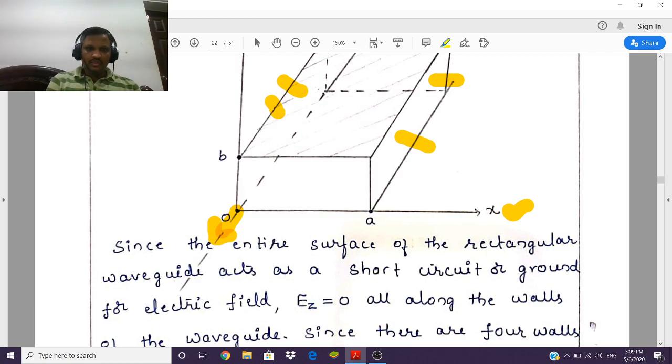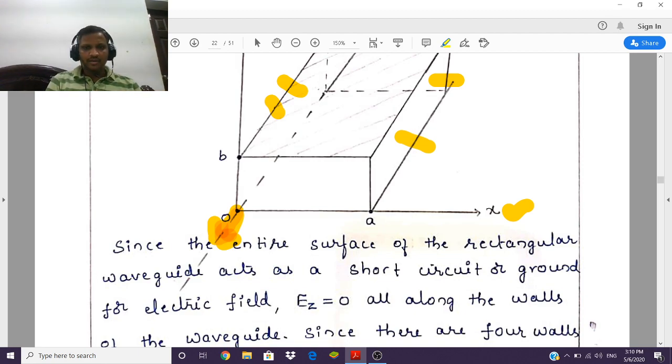If you assume this is your z direction, then while the wave is propagating inside the rectangular waveguide, the z component of E will be a tangential component. And inside the waveguide we have filled some dielectric material. So any wall, whether the top wall, bottom wall, left side or right side, acts like an interface from dielectric to conductor.